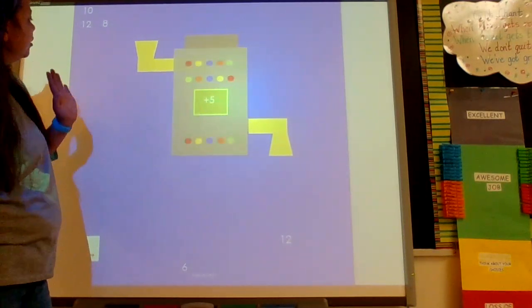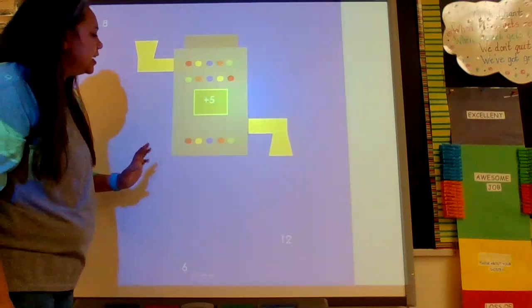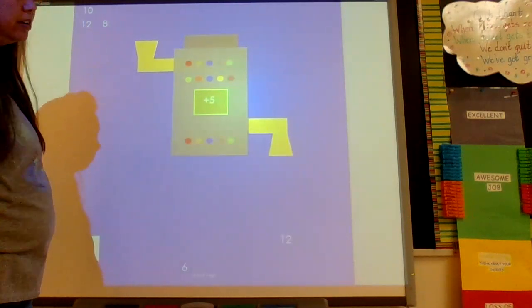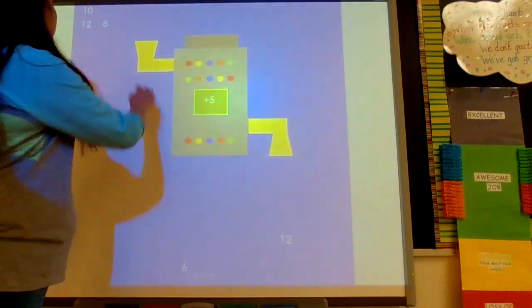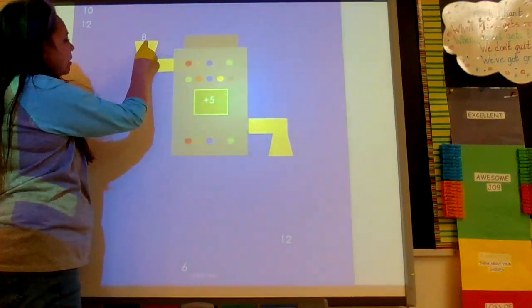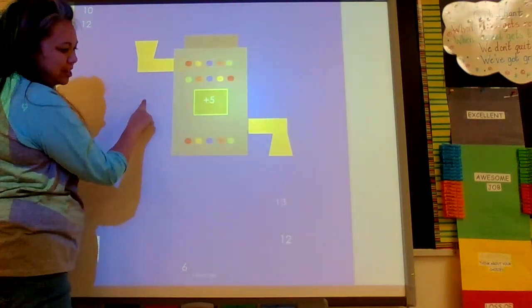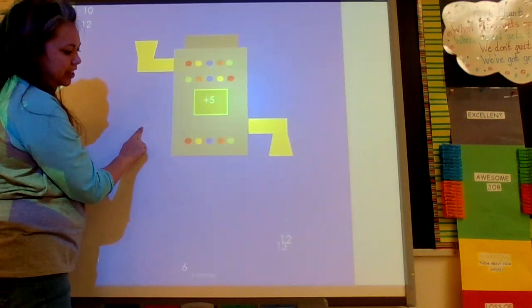So let's see if I can do it right with this 8. If 8 goes in and we add 5, what do you think is going to come out? 13? Let's see. Let's pray. Yay! 13 popped out. Did you see it pop out down there?